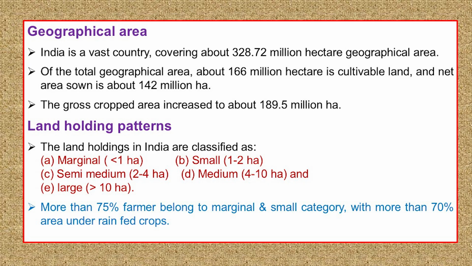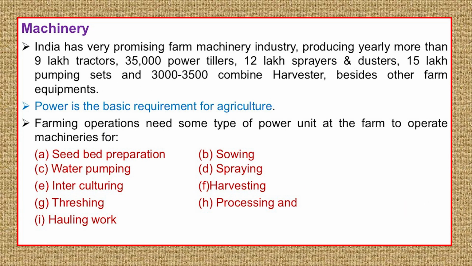More than 70% of the farmers in India belong to the marginal and small categories. That means the average landholding of Indian farmers is less than 2 hectares, and most of this land comes under the rain-fed cropping system. So we are going to talk about farm power and sources of farm power in India.